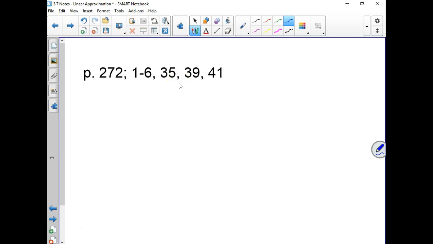We missed that last example, which is a trig example, but it's going to be the same thing. Find the tangent line, plug that number in. So I think you guys will still be able to do the assignment.